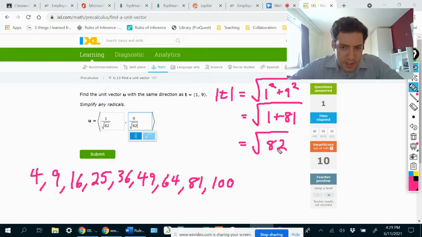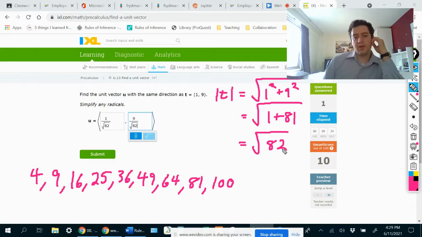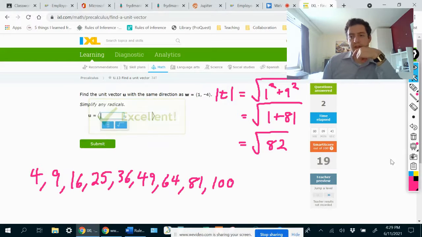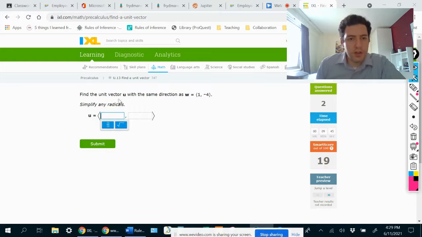I don't think this number is divisible by any of these, so I cannot break this down into 2 factors where one of the factors is a perfect square. So I'm not going to be able to simplify this. So it's just going to be that. All right, I think we get the idea here. Let's move on to the next level.